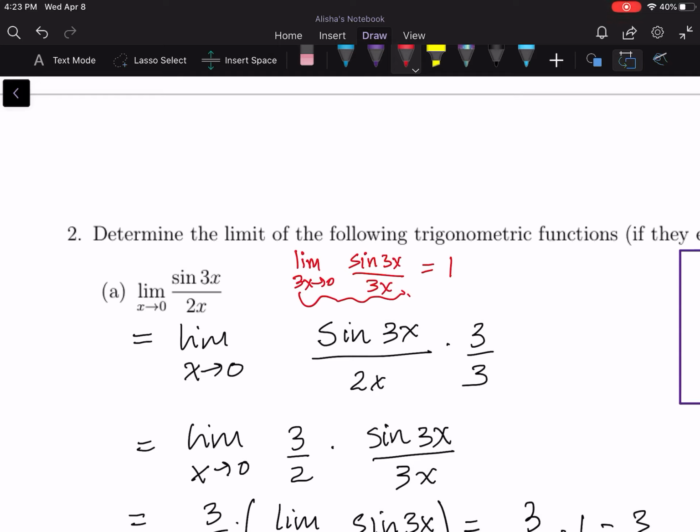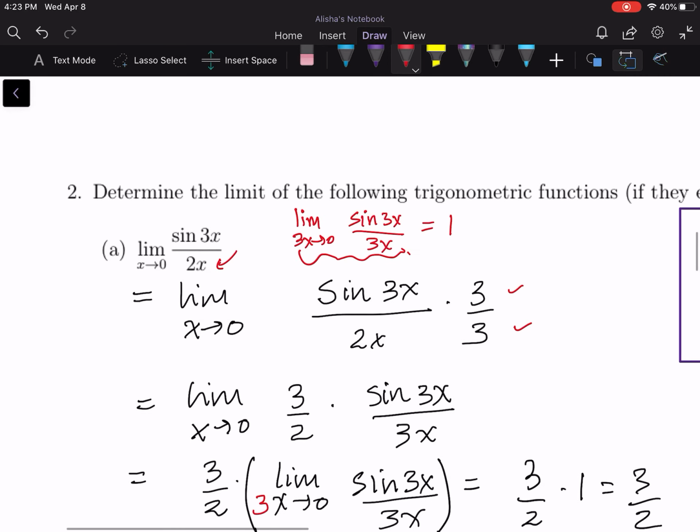So the first thing I do is I'm going to try and get 3x down in the denominator. So I do that by multiplying and dividing by 3. And then in the next step, I move things around so that I have sine 3x divided by 3x. And then what I'm left with is a factor of 3 over 2. So go ahead and check that algebra.